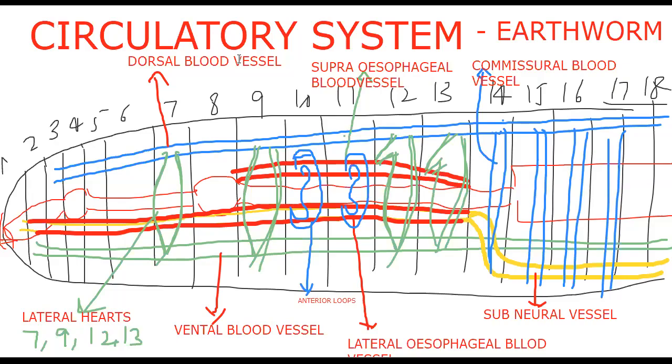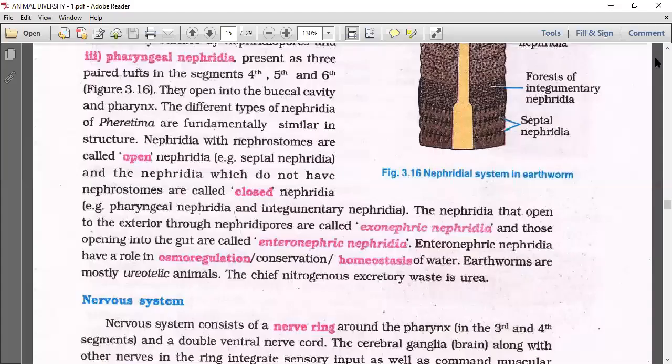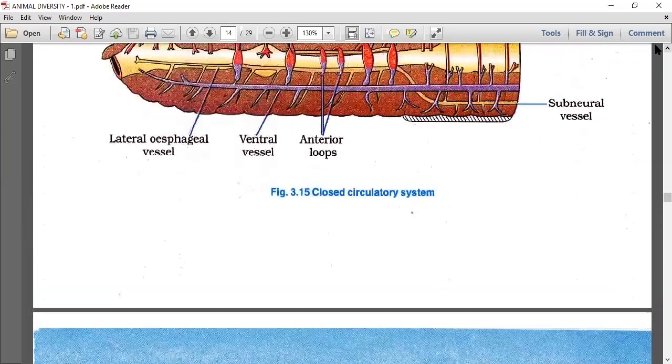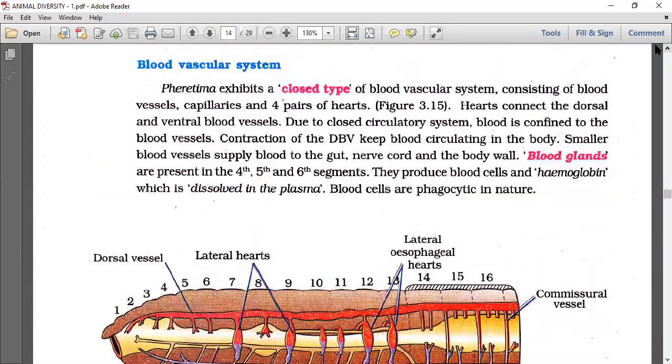Then let's go back to the circulatory system of earthworm. The closed blood vascular system is present here. What is closed? Blood flows in the blood vessels, consisting of blood vessels, capillaries, and 4 pairs of hearts. The hearts connect the dorsal and ventral blood vessels. Due to the closed circulatory system, blood is confined to the blood vessels only. The contraction of the dorsal blood vessel keeps blood circulating in the body.